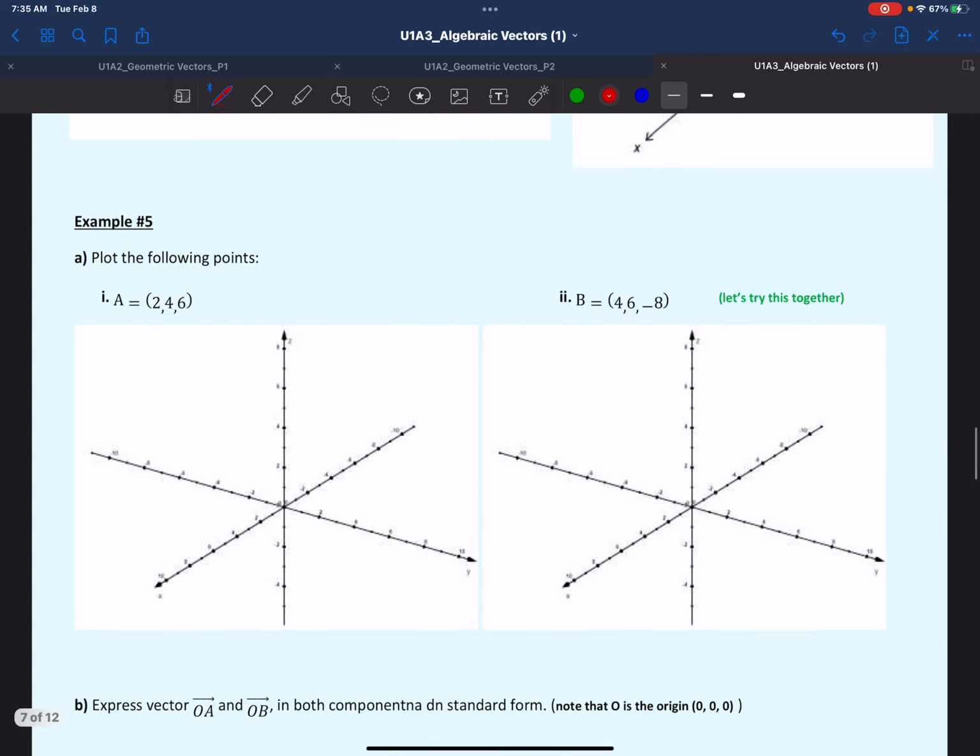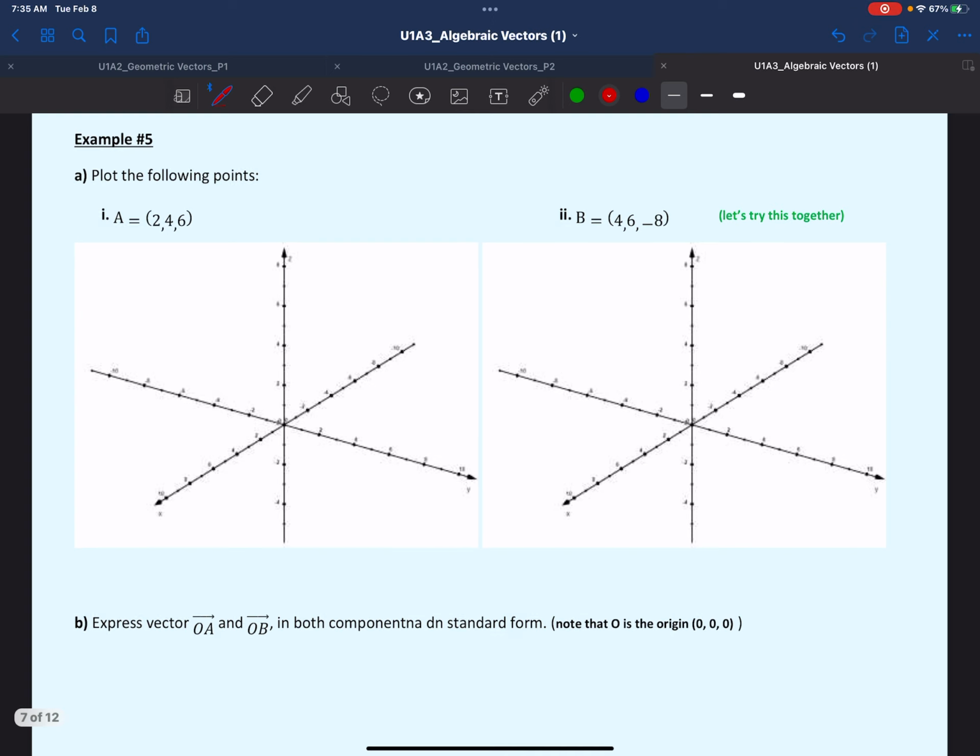Now next we're going to take a look at how to plot points in 3D. So I am going to make these axes a little bit more clear. When you convert the files to PDF, which is the only way that this app I'm using can read it, it makes it a little bit foggy. There we go.